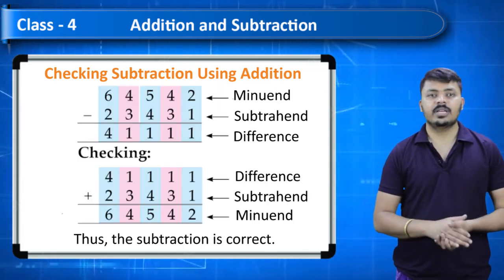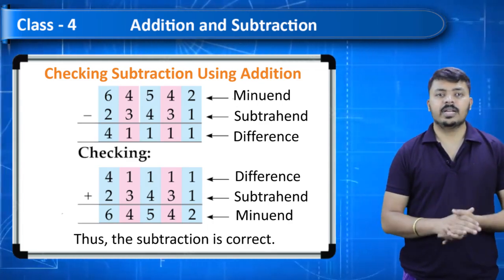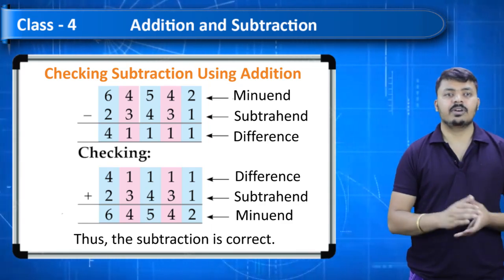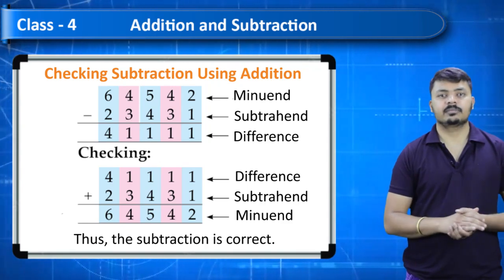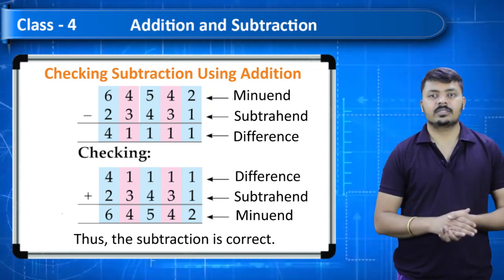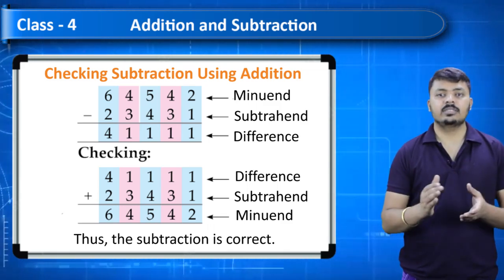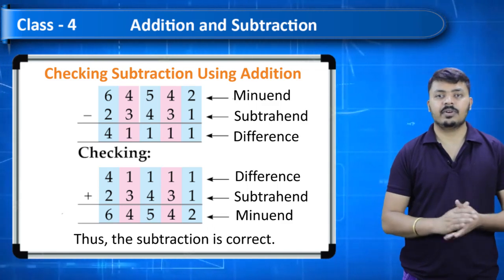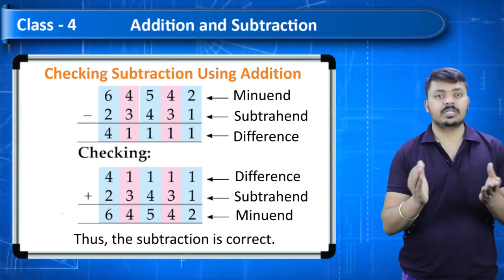So, as you can see here, when we subtract the numbers, we get our difference as 41,111. Now, to check our answer, we add the difference and subtrahend, and our answer is 64,542, that is equal to the minuend. Thus, the subtraction is correct.